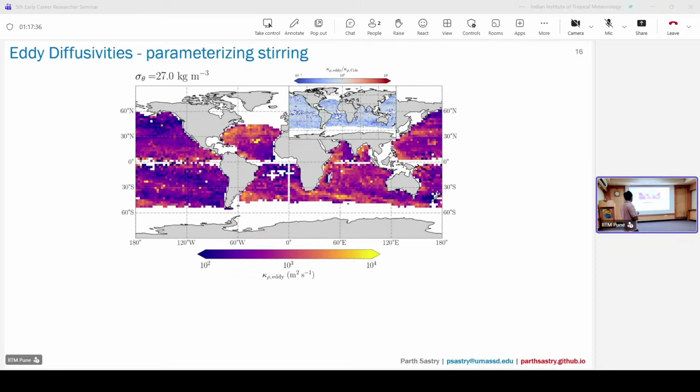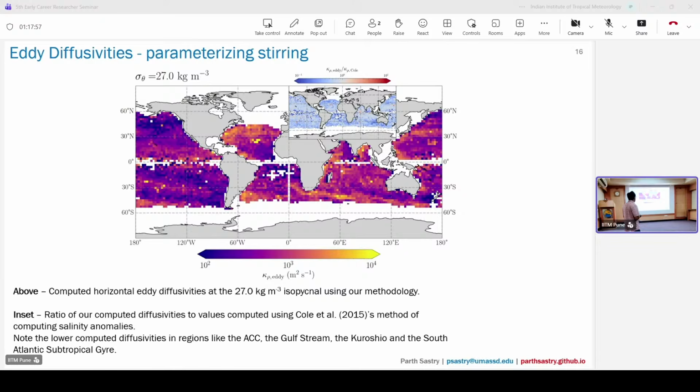For an isopycnal level of 27 kilograms per meter cube, if you were to plot kappa rho across the global ocean, that map looks something like this for our analysis. But as for Sylvia's analysis, these values will be larger. And the ratio of our numbers to Sylvia's is given in this inset plot over here. On the face of it, these numbers look good. They are of the right order, and they typically match the patterns that you would expect to be observing.